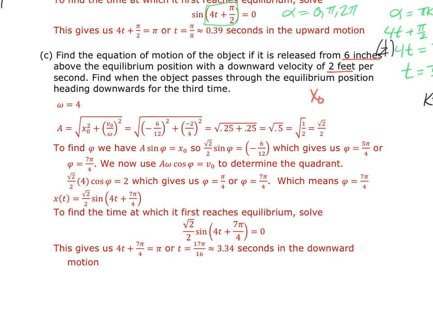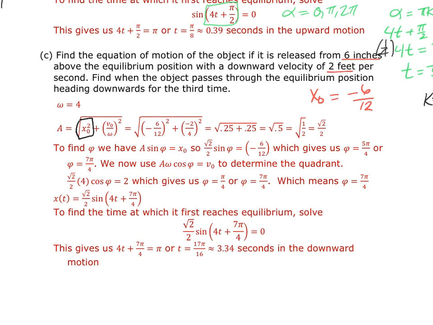X naught, in this case, is where do I start? Well, I start in an up position, so that is a negative 6, and I have to convert it into feet. So negative 0.5 of a foot. So x naught is always my starting position. In this case, my x naught happens to be negative 0.5. Negative because I am in an up position, and because I have to do that conversion from inches into feet. So that's where the x naught here comes from. That's why it's a negative 6 over 12. Negative because I am upwards, and I have to convert from inches to feet.